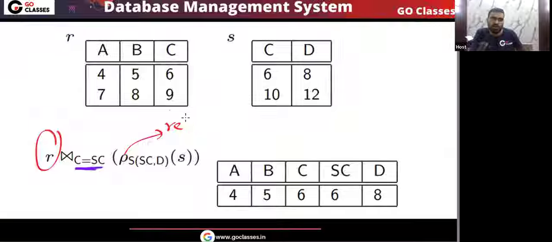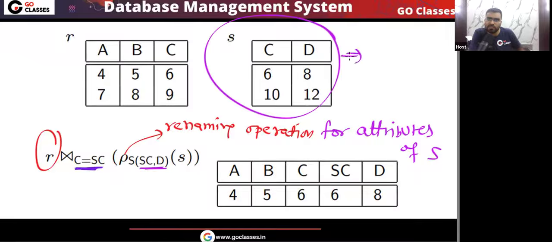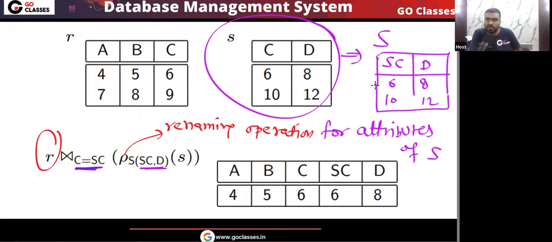Yes or no? This is called renaming. This is the renaming operation. So this table S we are renaming as SCD. Basically, we are renaming the attributes. Yes or no? We are renaming the attributes of S. This table will become like this: S, and there will be two attributes, one will be SC, another will be D. 6, 8, 10, 12. That's it. Very simple.